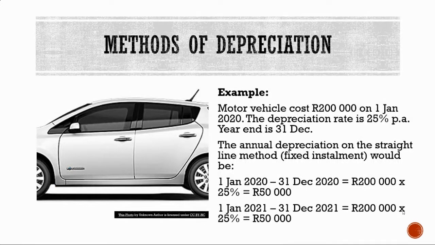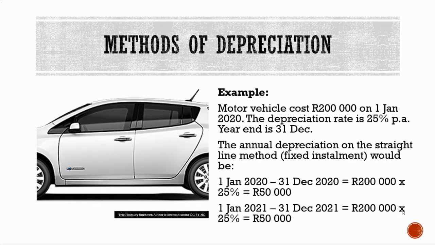Now let's look at the different methods by using a practical example. So let's say you bought this little motor vehicle for 200,000 on the 1st of January 2020. Okay, so that's last year. We tell you we depreciate this motor vehicle at 25% per annum. Now, 25% per annum is equivalent to 4 years. Okay, so how do I work that out? You take the 100%, divide by 25, which gives you 4 years. Then we tell you our year end is 31st of December.